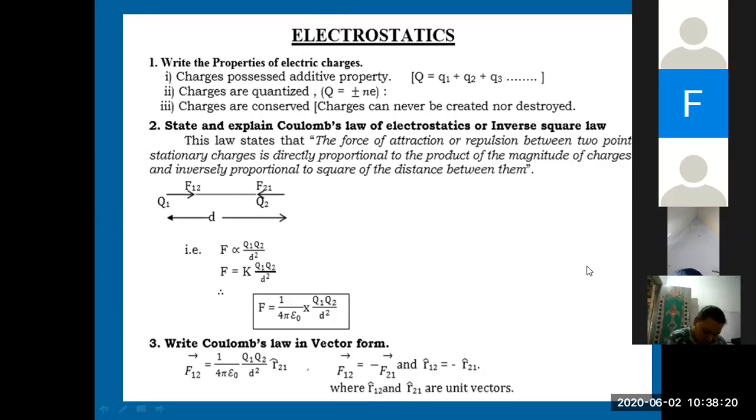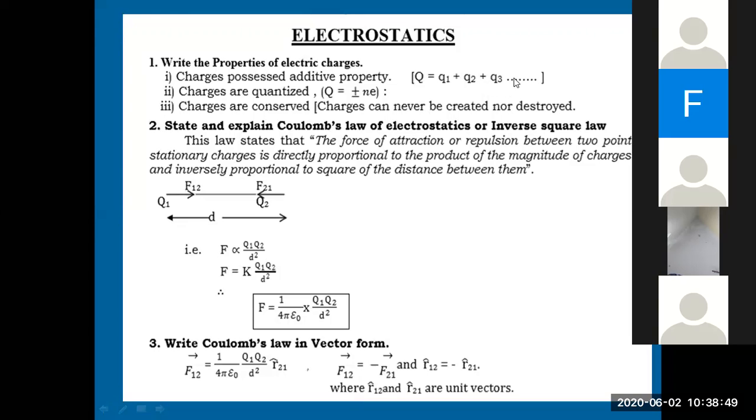Now, knowing these two things, we will see what are the properties of electric charges. The first property of electric charges is that it is additive. What do you mean by additive? You can add the charges. If there are 4 or 5 charges, the charges can be added. See, it's clearly given: Q equals Q1 plus Q2 plus Q3 plus so on. However many charges there are, we can add up the charges. So charges are additive. First point.